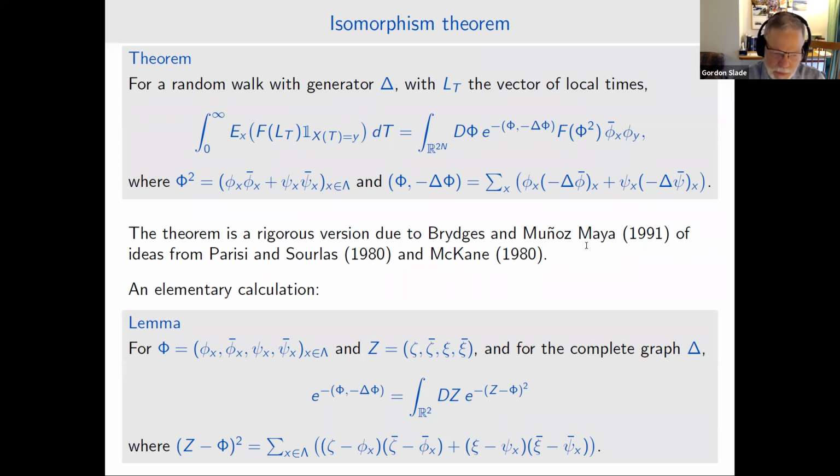And another thing that we need is an elementary calculation where here we have phi bar, psi bar, which are the variables that are already appearing up here. But in addition, there's another constant or like block spin, you might think of it, field, phi bar and psi bar. So the bars are like the phi's and the psi's. And on the complete graph now, so this is a lemma for the complete graph, which is our mean field setting, this exponential factor here with the pairing can be written as an integral with respect to this variable z of e to the minus z minus phi squared, where z minus phi squared is given by this sum.